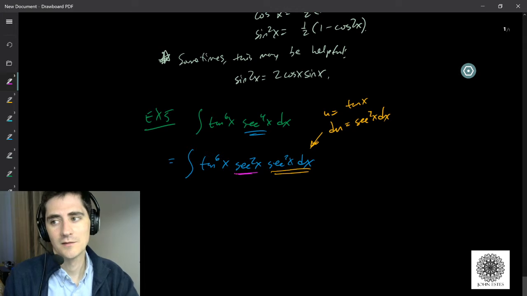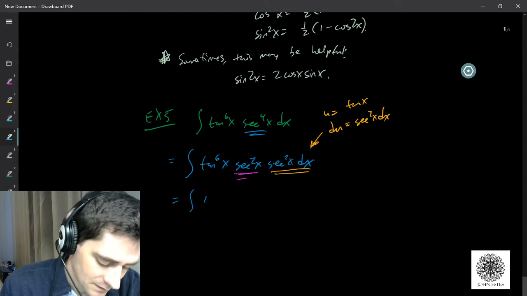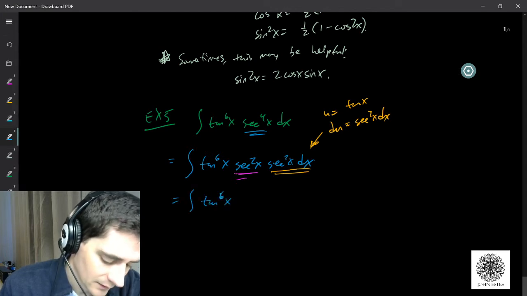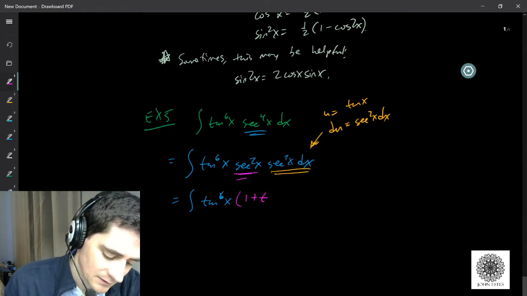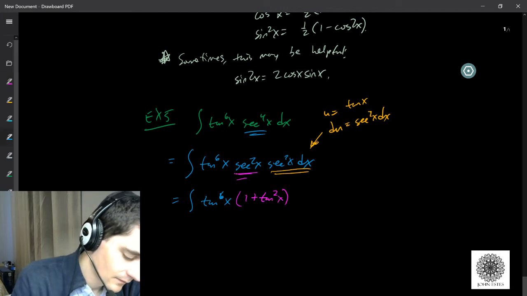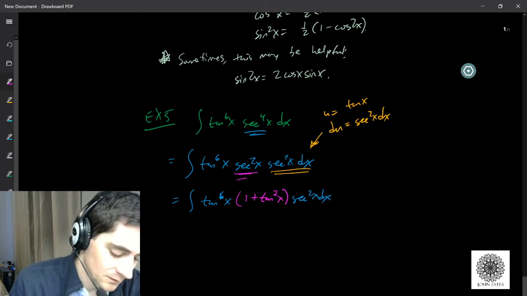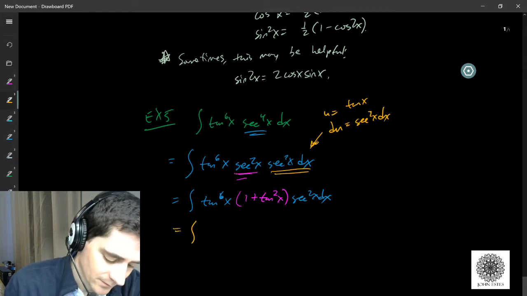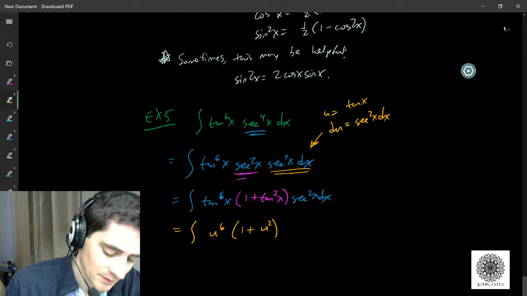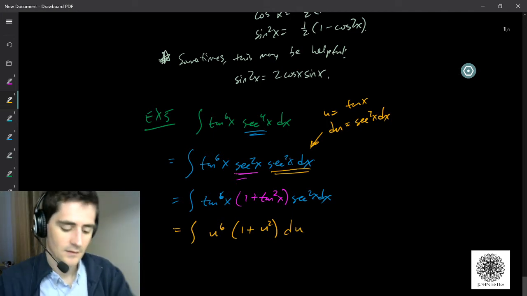Now, way back at the beginning, I said, look, remember the Pythagorean identities, that this is going to be the same thing as saying tangent to the 6th power x, and I can rewrite secant squared as 1 plus tangent squared x. And now I can do a U substitution. We let u be tangent, du be secant squared, and so I end up with u to the 6th power times 1 plus u squared. And then what about secant squared x dx? That's my U substitution, right? That's du. So I just get du.